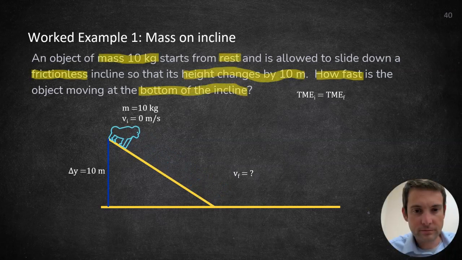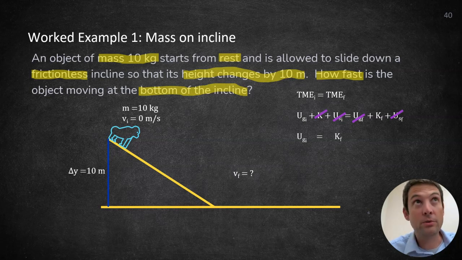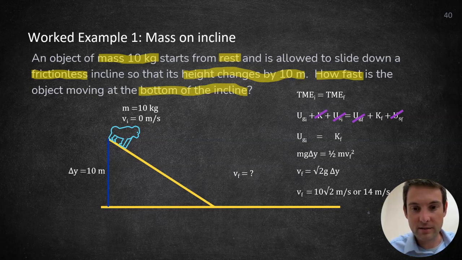Total mechanical energy in the beginning. Remember, I said a lot of this is going to turn into zeros. No kinetic energy in the beginning because it's starting from rest. No spring potential energy because why would there be? And at the bottom, there's no gravitational potential energy and no elastic potential energy. So what we're left with is our initial gravitational potential energy equals our final kinetic energy. Plugging in our equations and solving for our final velocity, we get 10 times square root 2 meters per second.